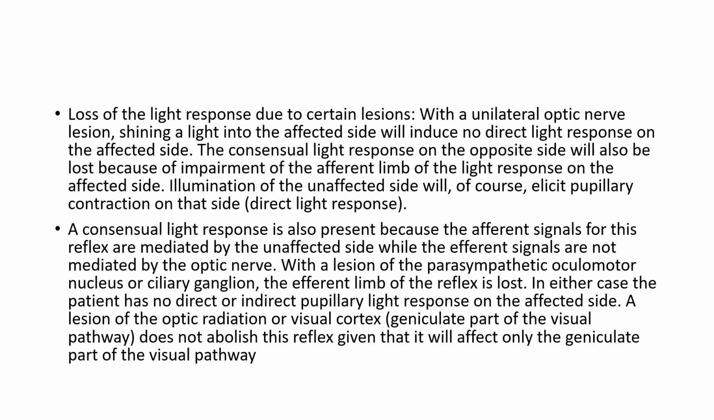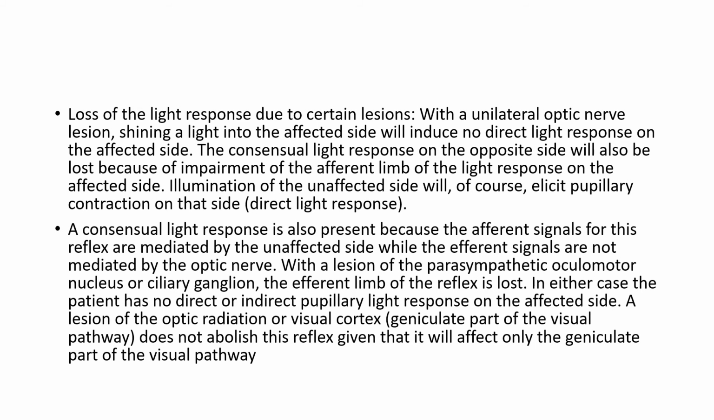Loss of the light response due to certain lesions. With a unilateral optic nerve lesion, shining a light into the affected side will induce no direct light response on the affected side. Consensual light response on the opposite side will also be lost because of the impairment of the afferent limb of the light response on the affected side. So if the information isn't getting in, neither one is going to constrict. So illumination of the unaffected side will, of course, elicit pupillary contraction on that side. We call that the direct light response.